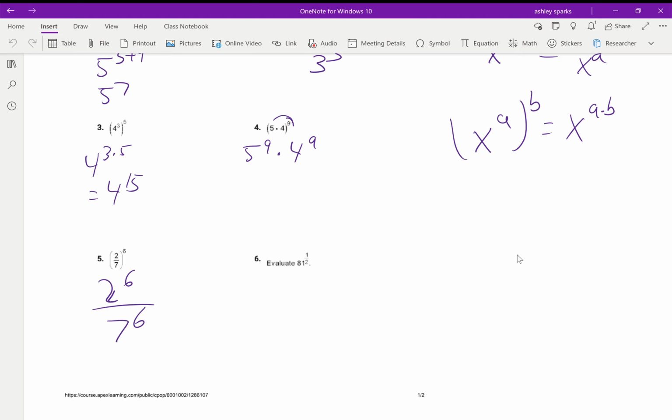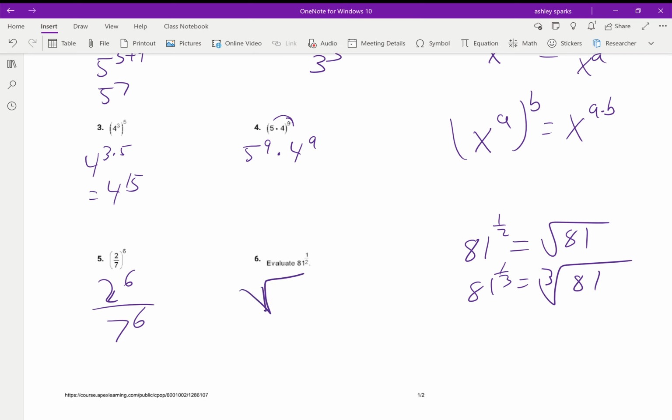And then when we talk about evaluating, evaluating means to calculate. When you see something to a 1/2 power, that's the same as saying the square root of. Okay? It's the same thing if this was 81 to the 1/3 power, it'd be the cubed root of something. So it always breaks down that way. And 81, thankfully, is really nice. The square root of 81 is, in fact, 9.